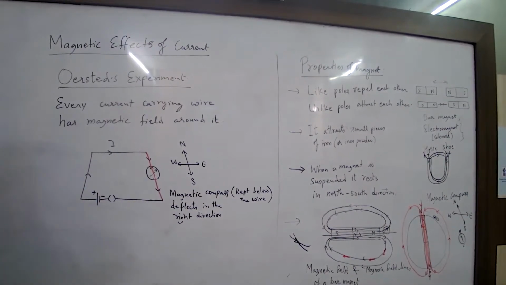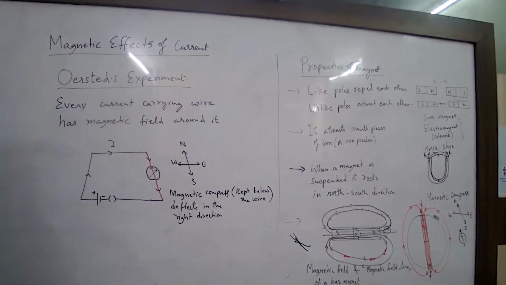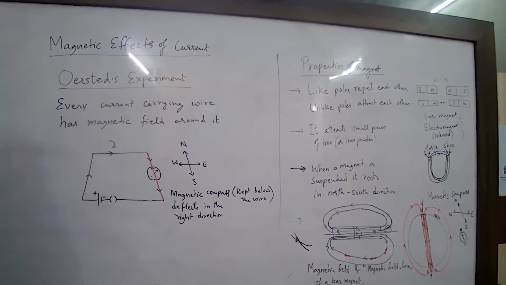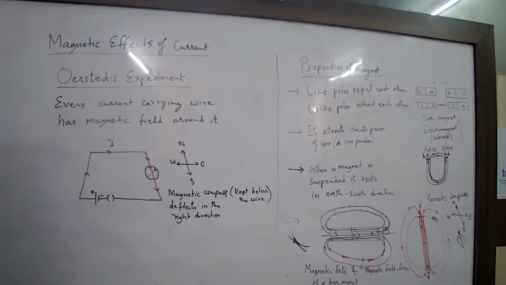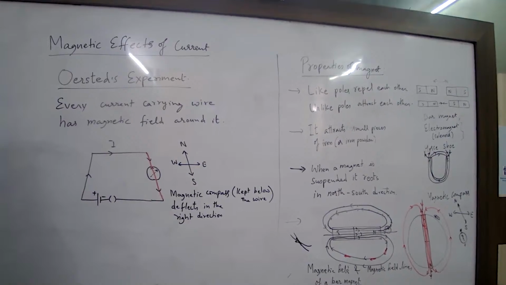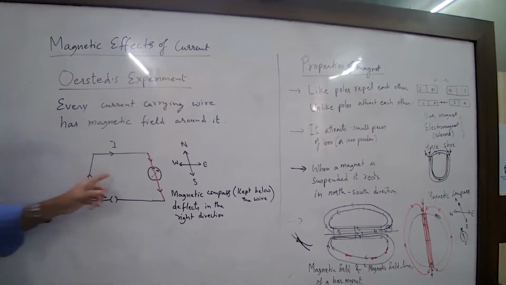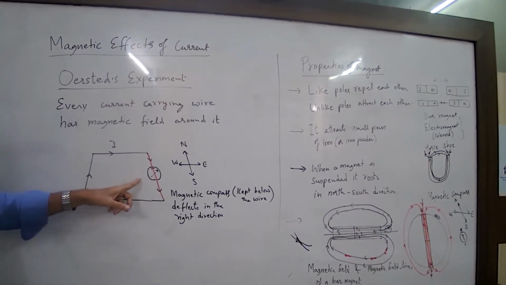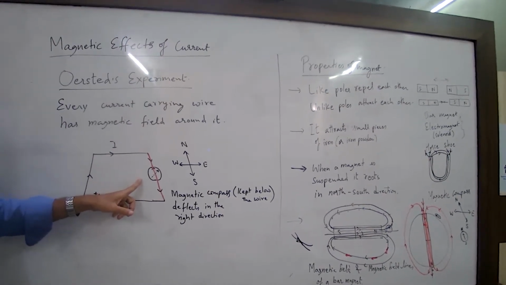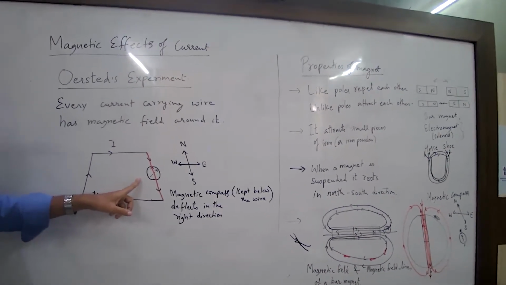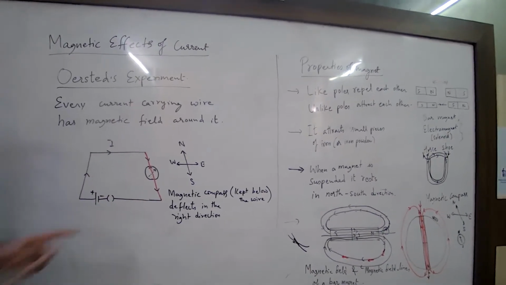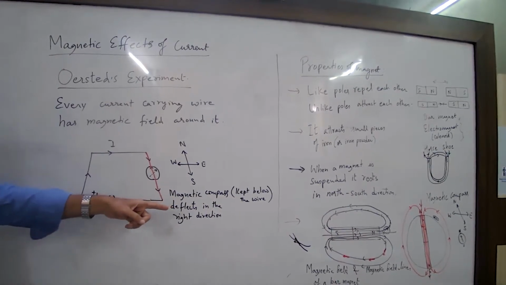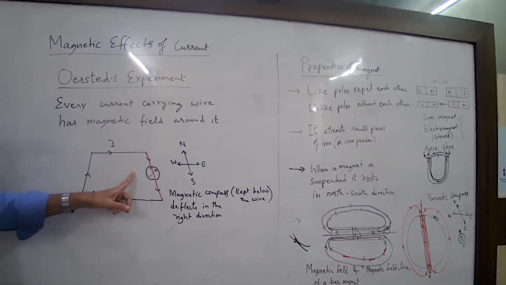What did I tell you? Which direction is the compass deflecting? Right. Where is the compass kept? Below the wire or above the wire? It is kept below the wire, written over here. Kept below the wire, then it deflects in the right direction.